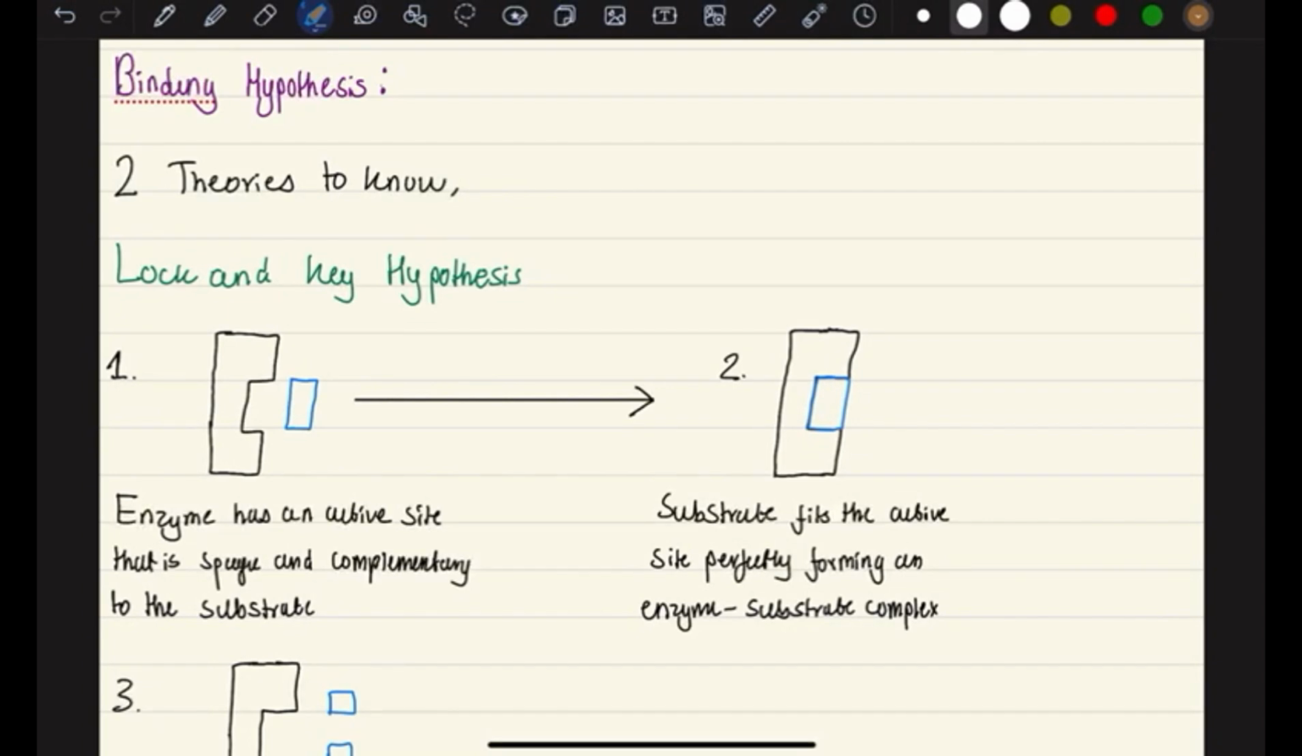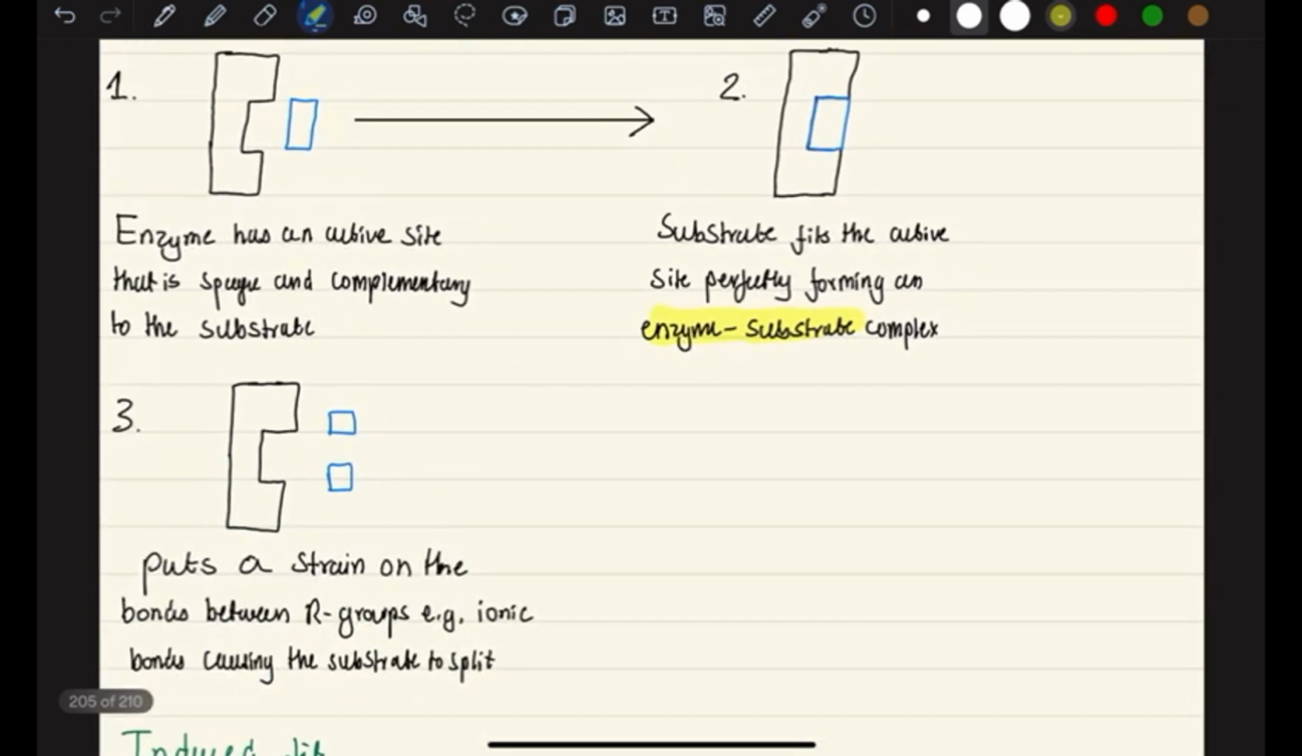So in terms of how enzymes do their thing, there are two theories, right? The first one you would have known from GCSE: the lock and key hypothesis. The enzyme has a specifically shaped active site that is complementary to the substrate, and the substrate just fits in there perfectly. You form what is called an enzyme-substrate complex, really important. After that, you put a strain on the bonds between the R groups, for example ionic bonds, and then the substrate is going to split off.